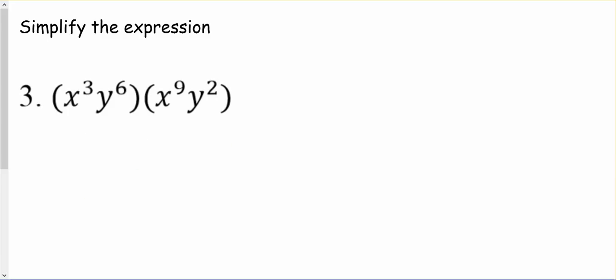Simplifying this expression, our properties of exponents: when we're multiplying with the same base, we're going to add our exponents, so 3 and 9 add together to make 12, and 6 and 2 add together to make 8.